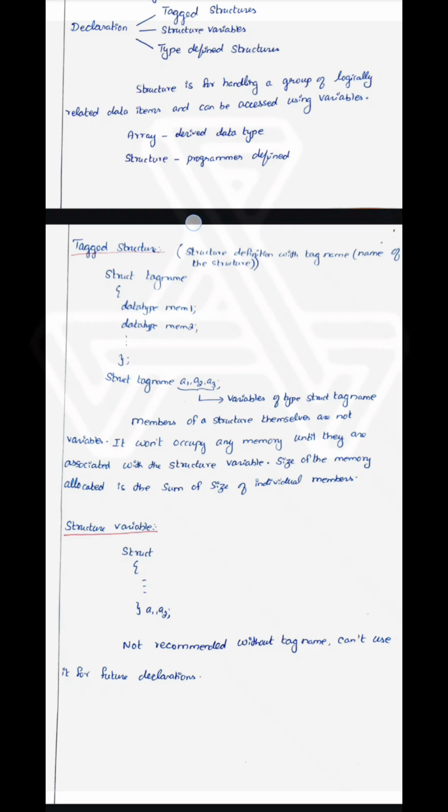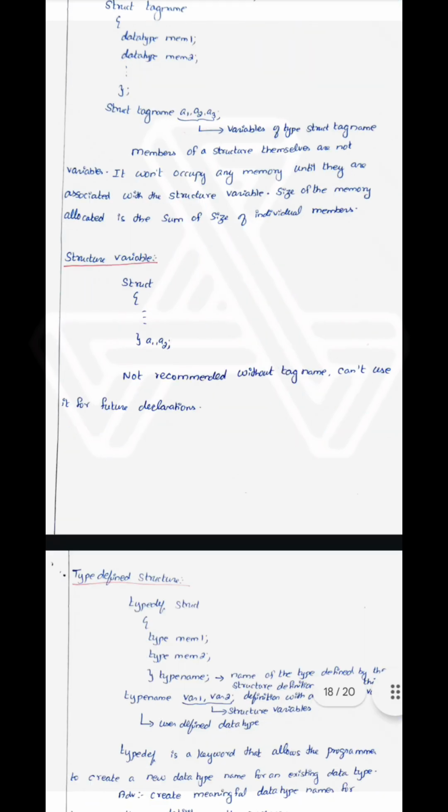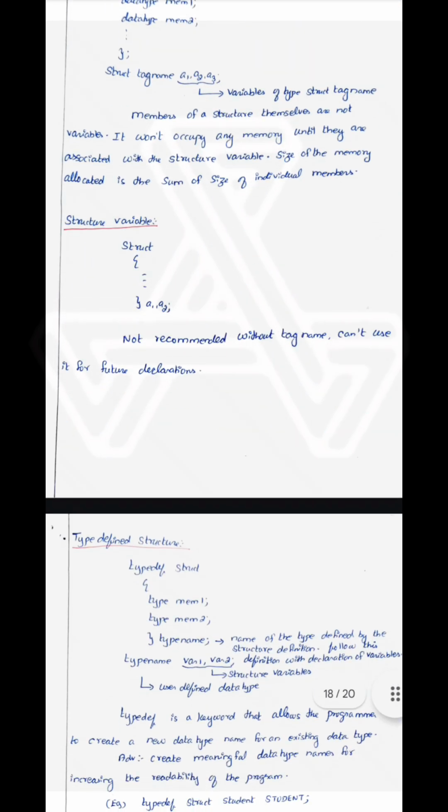Members of the structure themselves are not variables. They won't occupy any memory until they are associated with the structure variable. The size of the memory allocated is the sum of the size of the individual members. That is a structure variable. A struct without a tag name is not recommended, as we can't use it for future declarations.